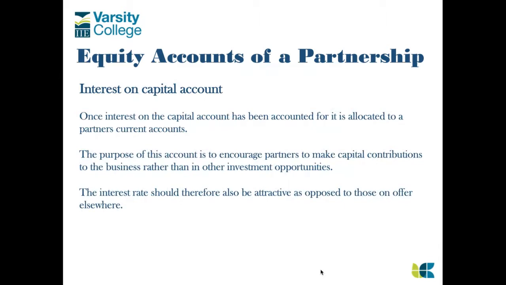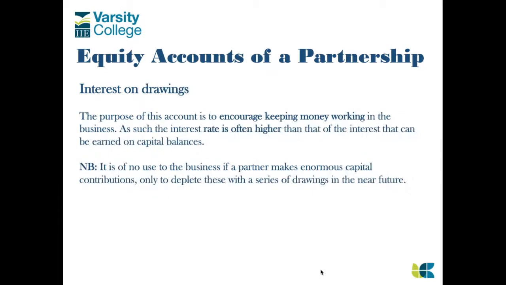Let's move on. Then interest on capital, that's also another one. Once interest on capital has been accounted for, it is allocated to the partner's current account. Okay, so that's that double entry. Obviously, I had a positive amount on my capital balance. Okay, so then interest on capital is going to be affected, and then obviously the current account will also get affected. Okay. Let's move on.